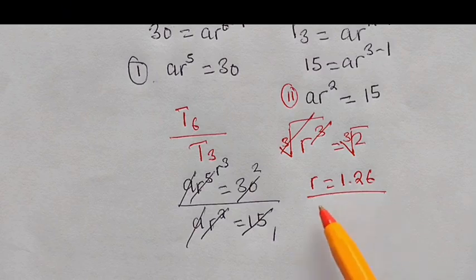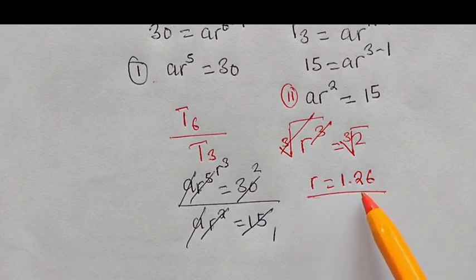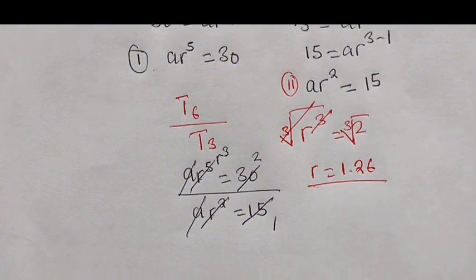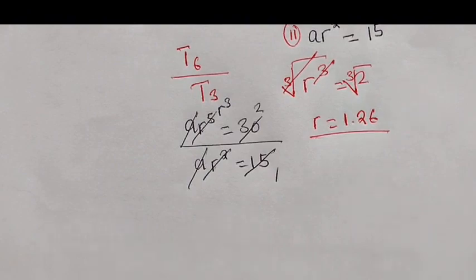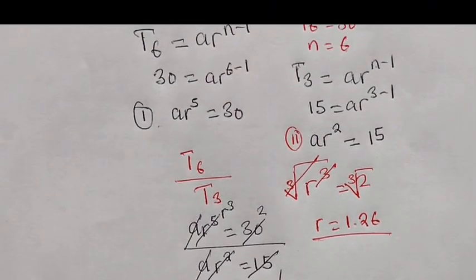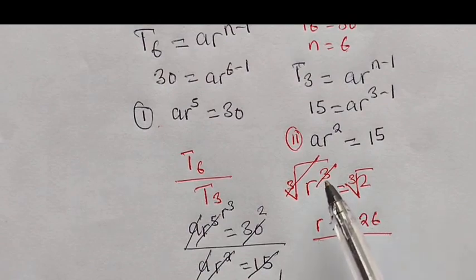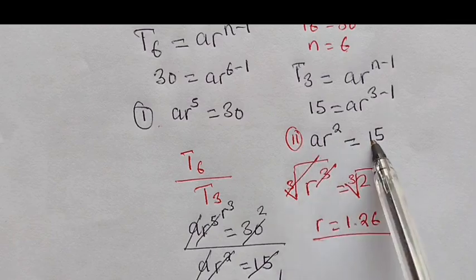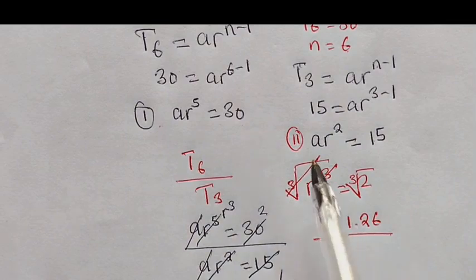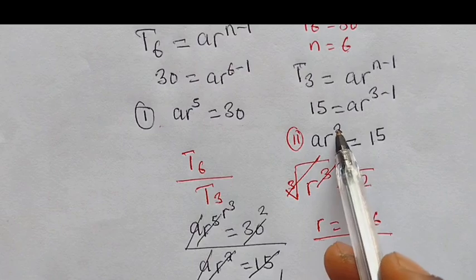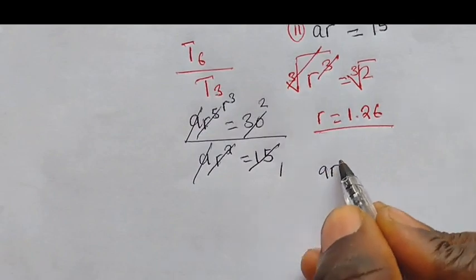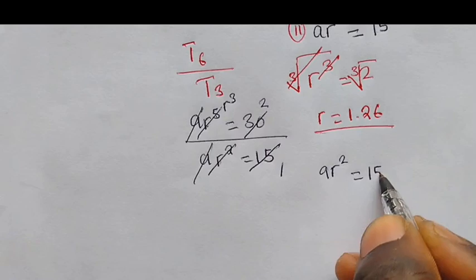So this is the value of the common ratio. So we can now use this same value to find the value of what? The first term. Okay, so how can we find now the value of the first term? From the two equations that we had, we can just pick any. You can pick equation 2, or you can pick equation 1, any. Okay, so let's say we pick equation 2, ar squared equal to 15.